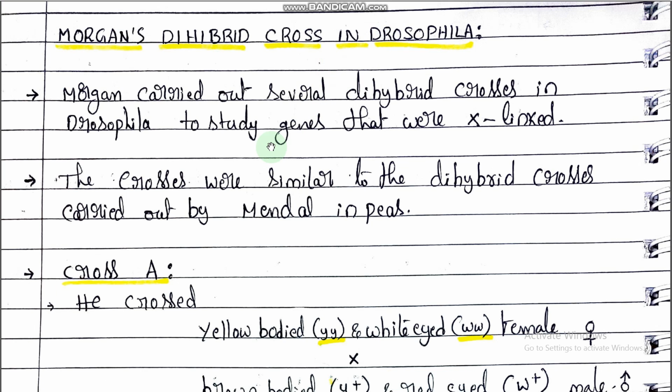Right, these experiments are a deviation from Mendel. Morgan carried out several dihybrid crosses in Drosophila to study genes that were X-linked. The genes are present on the X chromosome of Drosophila. The crosses were similar to the dihybrid crosses carried out by Mendel in peas. Whatever Mendel had done in pea plants, Morgan did the same kind of dihybrid cross experiment, but the result is different.